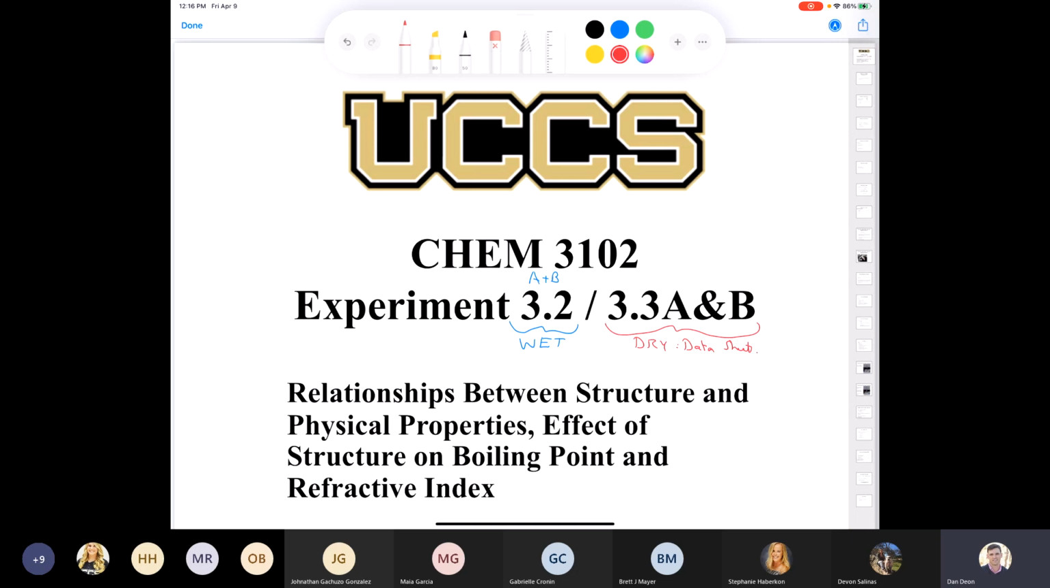So relationships between structure and physical properties, effect of structure on boiling point and refractive index. So we're going to look at things like boiling points and intermolecular forces. And so you're going to want to keep those things in mind as we take a look at these two experiments during this lab lecture.